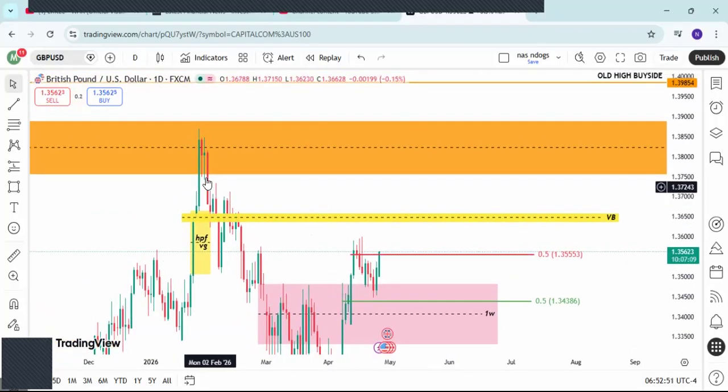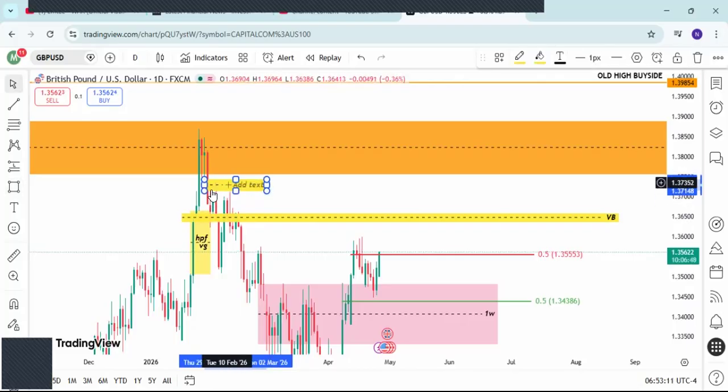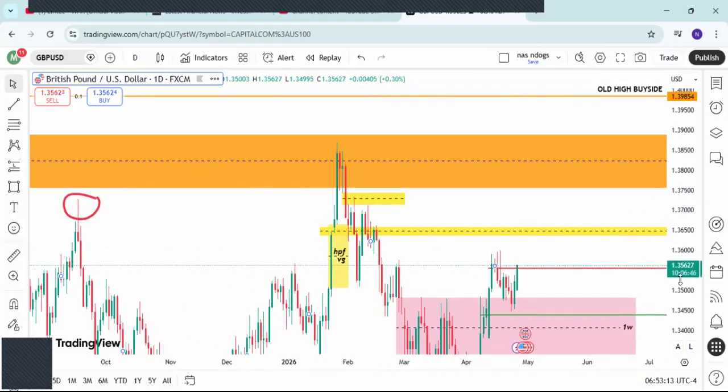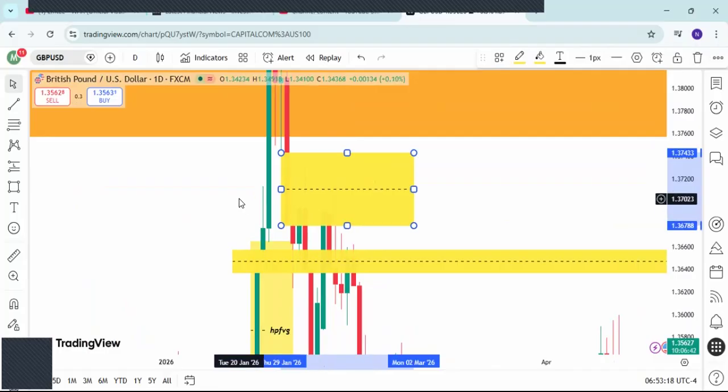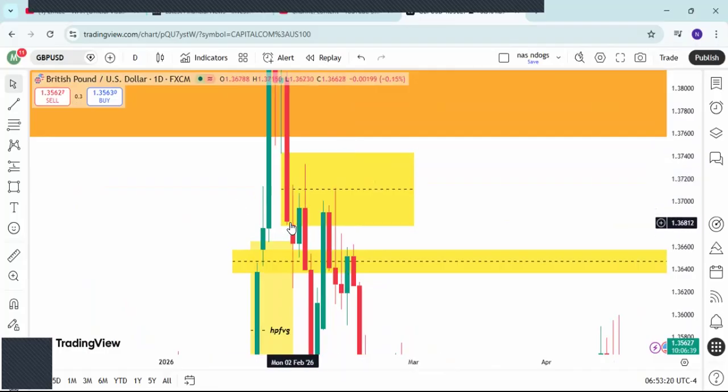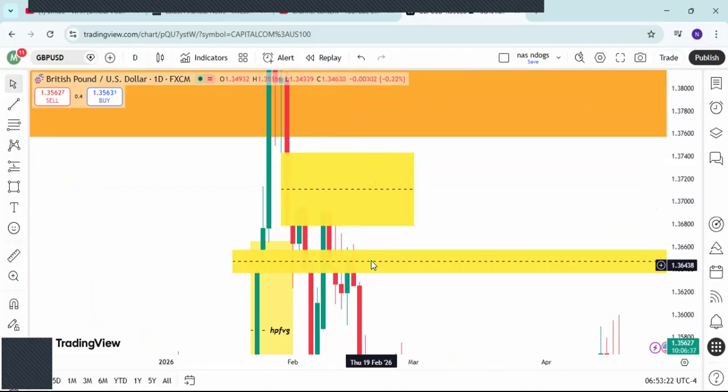There's a nice high probability fair value gap right there. I'm going to mark it. You should watch that. It was a nice balanced price range for a sell, but now this is drawing the market to itself. This fair value gap, let me zoom in to show you. You could mark it like this to borrow the range, using the volume imbalance there. You can mark it just like this.